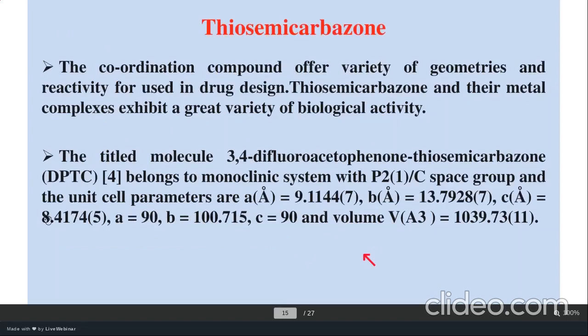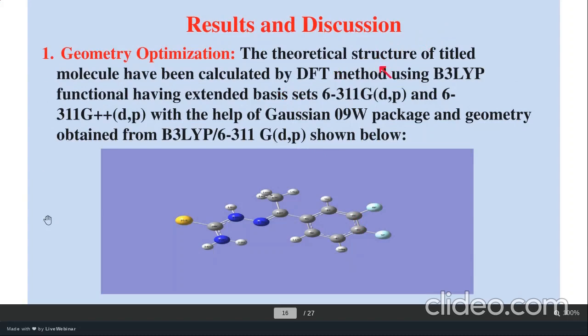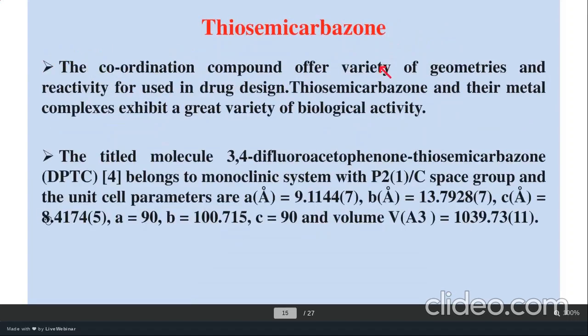Now, my title molecule is related to thiosemicarbazone. So first we should know what thiosemicarbazones are. Thiosemicarbazones are coordination compounds of a variety of geometries and reactivity, used in drug design. Thiosemicarbazones and their metal complexes exhibit a great variety of biological activity. So, as we have said, we are dealing with a bioactive molecule. So the thiosemicarbazones have a great variety in biological activity.